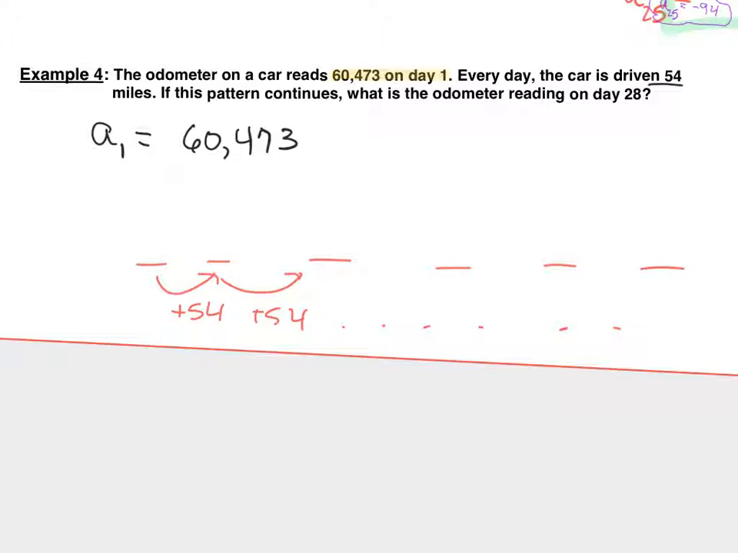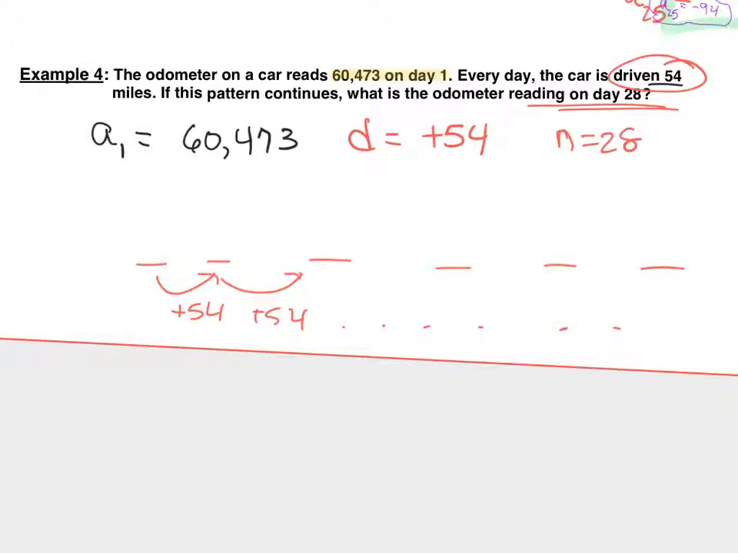You know day 1 is 60,473. That's A1. What is 54 going to be referred to as? The number that you keep adding. That's called the common difference. The common difference is 54. And they want to know, what is it going to be on day 28? What is 28? The number of items. That will be n. n is equal to 28.